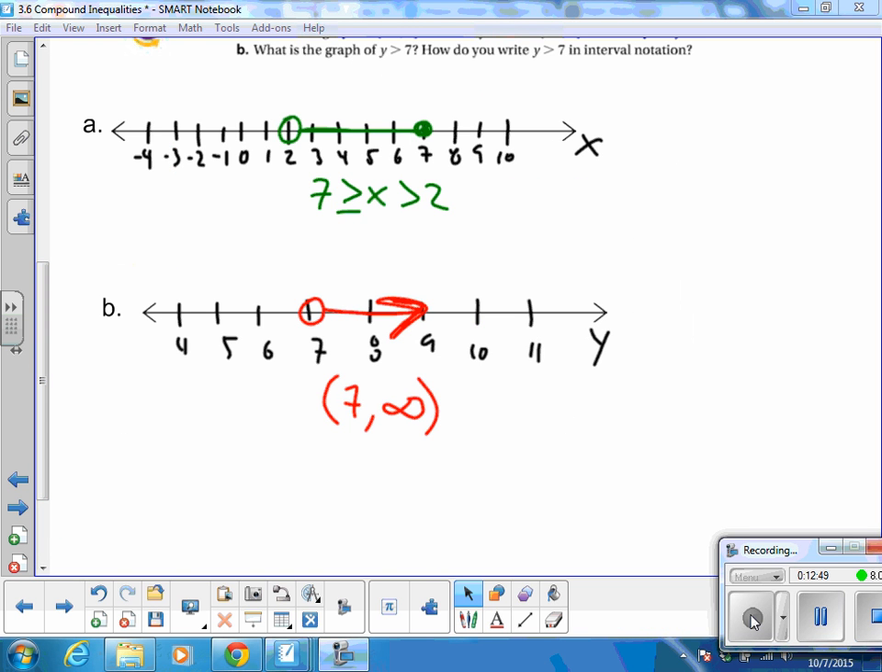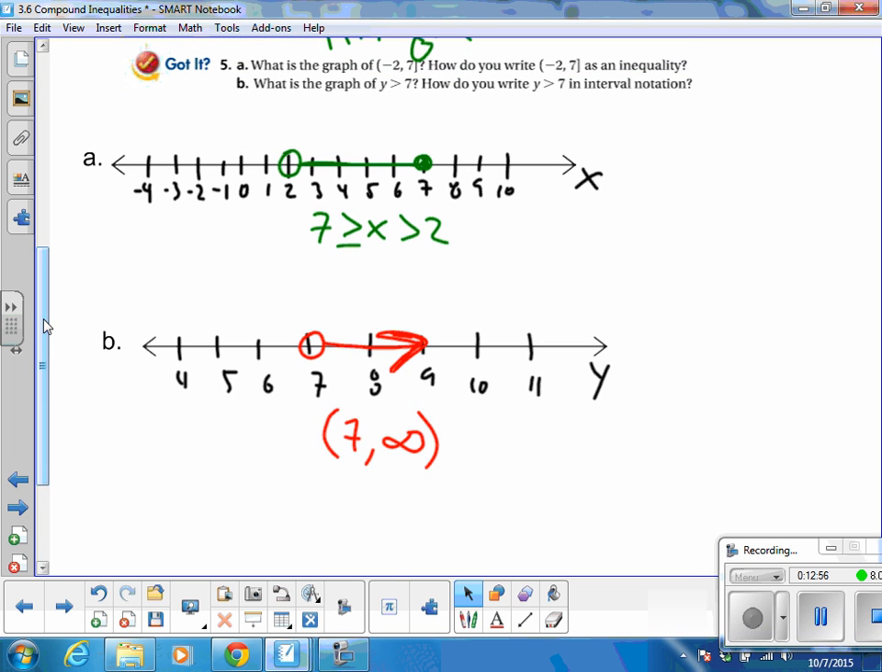Excellent. Let's see how you did. When I looked at my graph, I'm seeing some parentheses here. A parenthesis tells me that's an open dot, and a bracket tells me it's a closed dot. It's an open dot at -2, and a closed dot at 7. When I look at my graph, I can see that x is less than or equal to 7. And then I look at this piece here and see that x is going to be greater than 2.